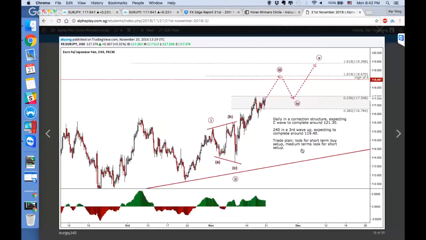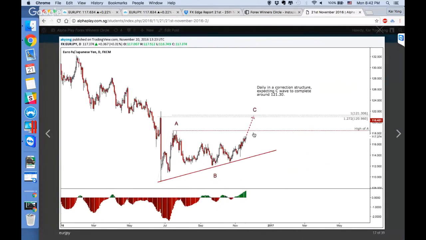Over here, you also see that I wrote medium term, look for short setup. Why do I say look for a short setup in the medium term? If price reaches around the 121 area, that's where you want to turn into a potential seller, meaning you want to start looking for opportunity to sell the Euro Yen. When I say medium term, I'm referring to at least 1 to 2 weeks ahead from now.